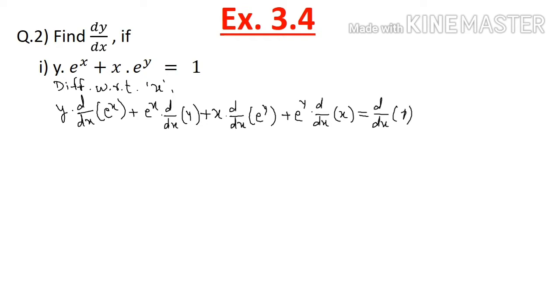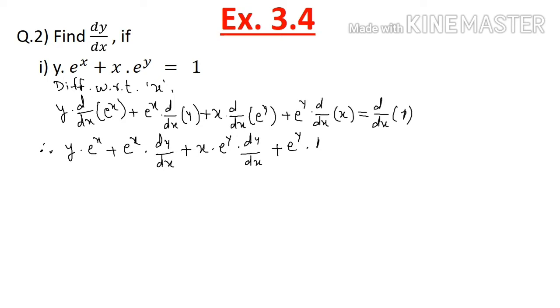Therefore y into d dx of e raised to x is e raised to x, you know that, plus e raised to x into dy by dx, plus x into d dx of e raised to y. d dx of e raised to y will be e raised to y into, we have to differentiate this y term, so that we get dy by dx, plus e raised to y into d dx of x, that will be 1, is equal to d dx of 1. 1 is a constant number, so we know that derivative of constant k is 0. So it is 0 here.